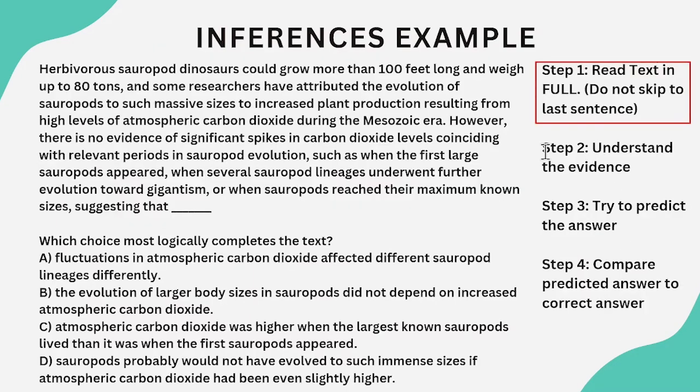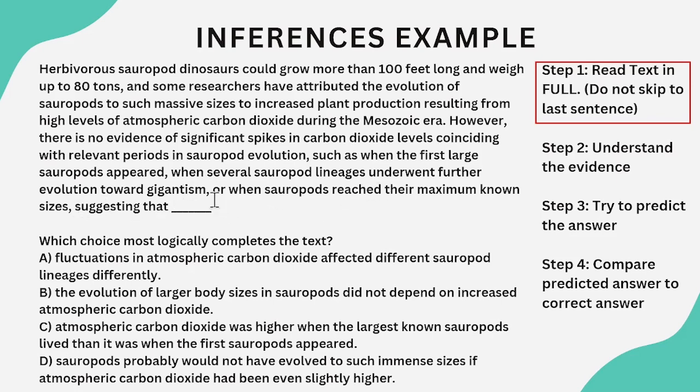So first, we're going to read the text in full. Let's do it. Herbivorous sauropod dinosaurs could grow more than 100 feet long and weigh up to 80 tons. And some researchers have attributed the evolution of sauropods to such massive sizes to increase plant production resulting from high levels of atmospheric carbon dioxide during the Mesozoic era. However, there's no evidence of significant spikes in carbon dioxide levels coinciding with relevant periods in sauropod evolution, such as when the first large sauropods appeared, when several sauropod lineages underwent further evolution toward gigantism, or when sauropods reached their maximum known sizes, suggesting that blank.